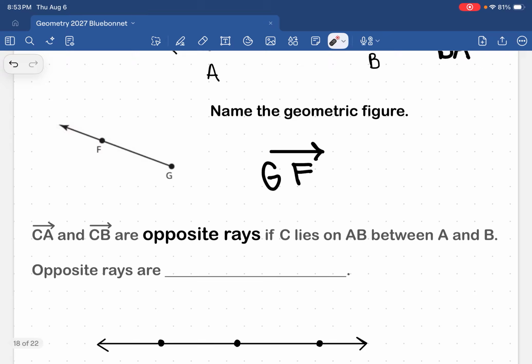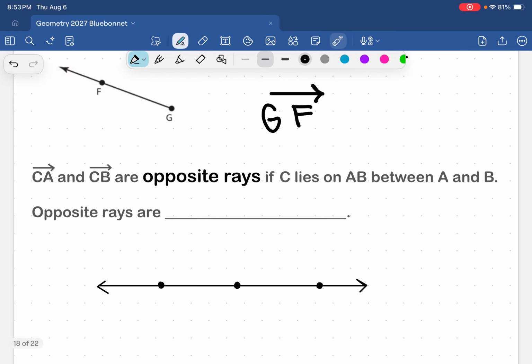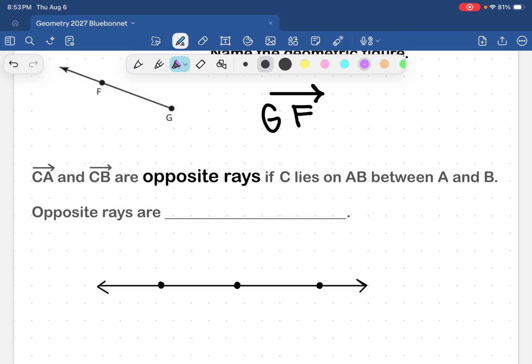We are going to go ahead and take a look at what are called opposite rays. If we have a ray called CA and a ray called CB, they are considered to be what are called opposite rays if C lies on, that should say line AB. Give me just a sec here, guys.